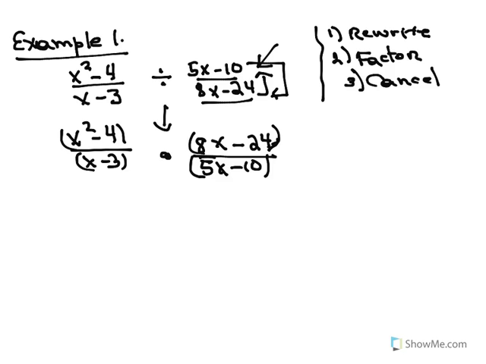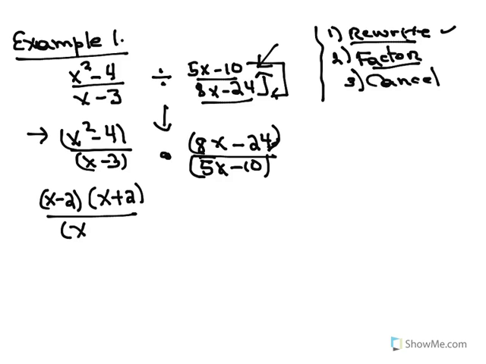Okay, so now that I have it rewritten, I finished my rewriting. Now I'm going to see how to factor. So look at this expression right here. This is a difference of perfect squares. So this would be x minus 2 times x plus 2. The denominator cannot be factored anymore, x minus 3.